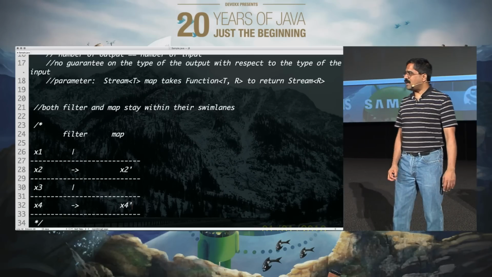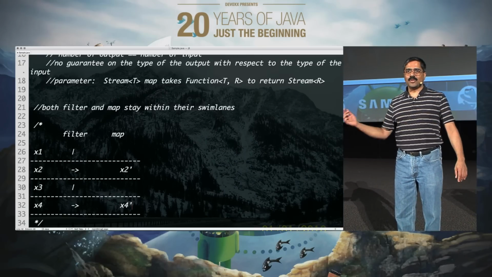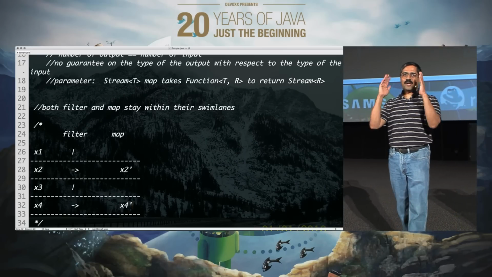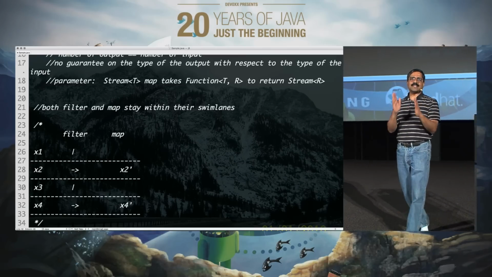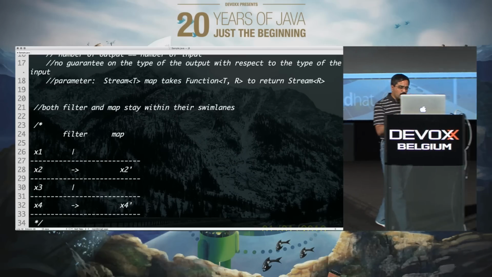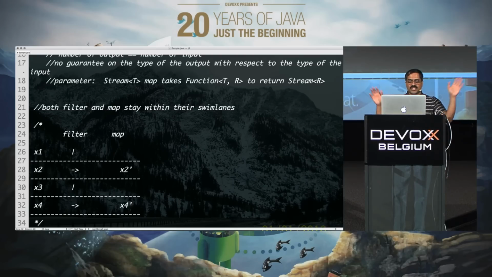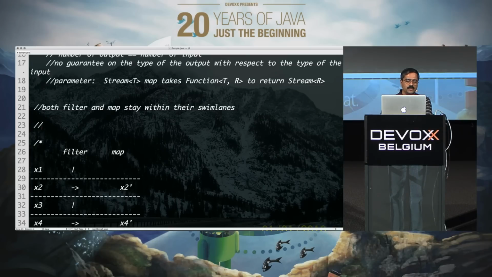I hope you don't look around to see who is nearby, so you change your name, right? So you focus on yourself. You always keep it to yourself, and you're focused on your swim lane. Well, all that changes when it comes to reduce. So what does reduce do? Reduce cuts across the swim lanes.